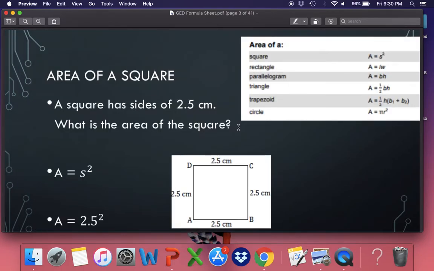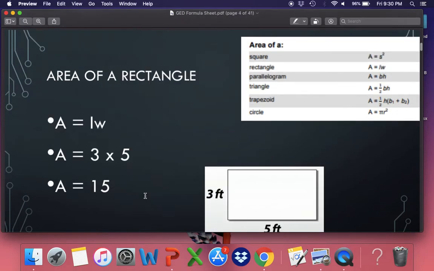In area, we'll first look at area of a square. The formula for area of a square is side squared, since all four sides of the square are the same. And length times width would give you the area of a rectangle. Length times width, or side times side, or side squared, is the area of a square. So here, the side squared is 2.5 squared, and that'll give you your answer, 6.25.